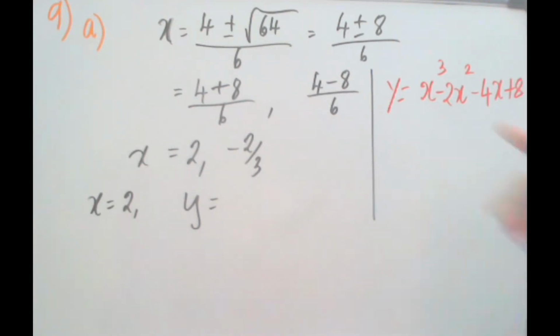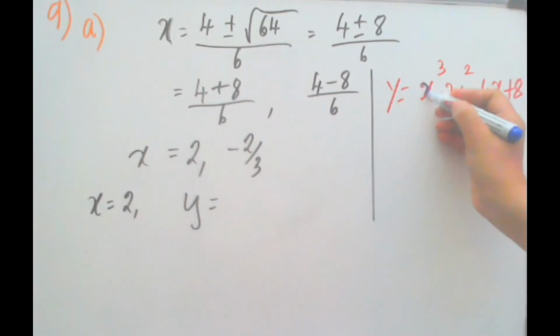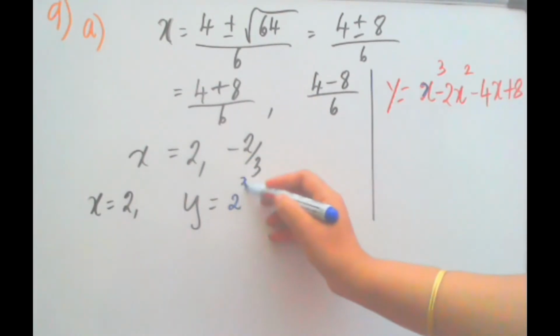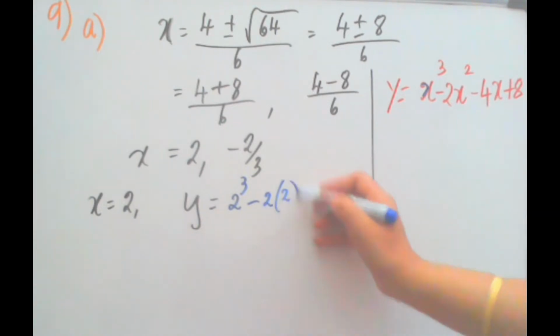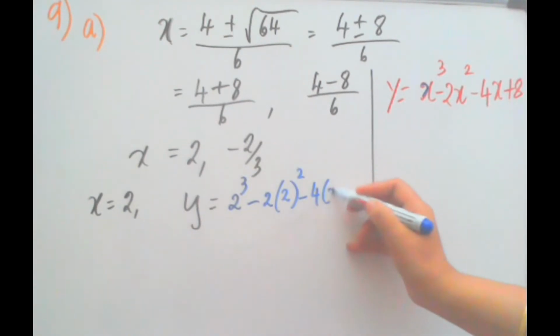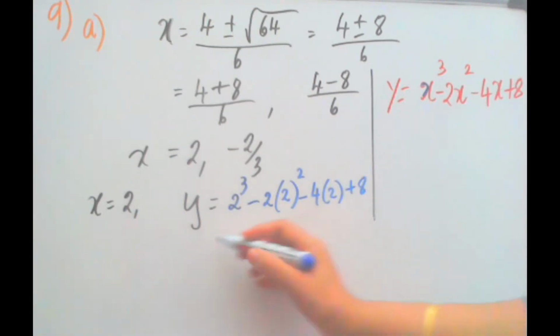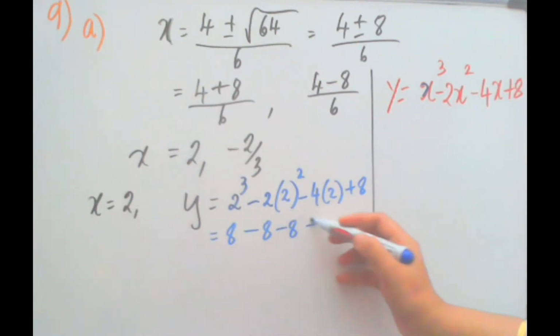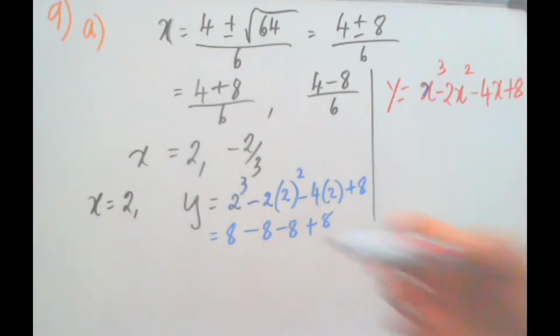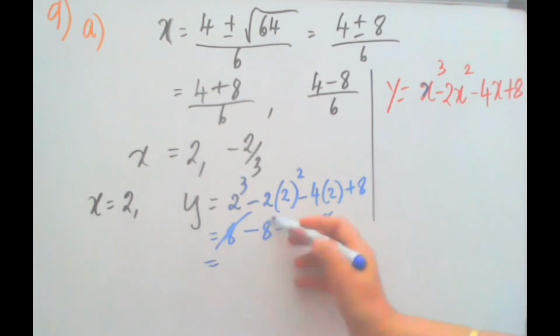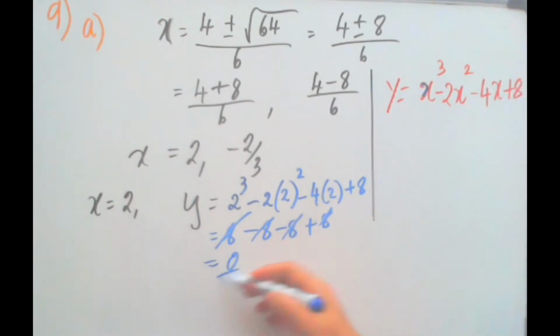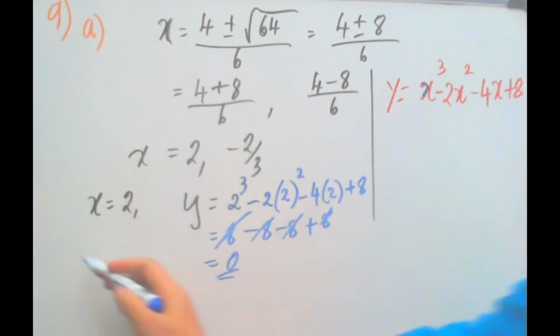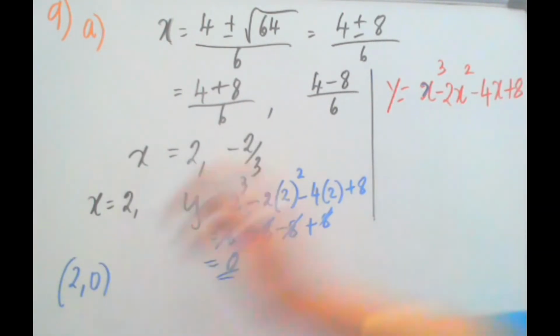So let us substitute these values. X equal to 2 in this equation, we get 2 cube minus 2 into 2 square minus 4 into 2 plus 8. So it is 8 minus 8 minus 8 plus 8. So we see that all the terms cancel each other and y is 0. So the first stationary point is (2, 0).